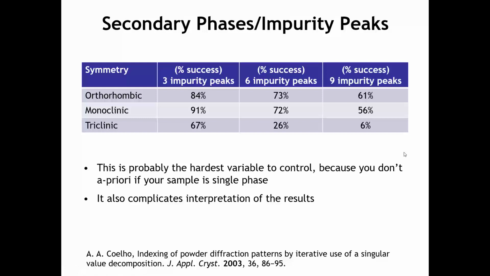So, there's no doubt that having impurity peaks there is going to be problematic. But it's also true that if you have only a few impurity peaks, so you put in 20 diffraction peaks and let's say only 2, 3, 4 of them are impurities, there's still a reasonable chance that it might find the right answer, especially if the symmetry is high.